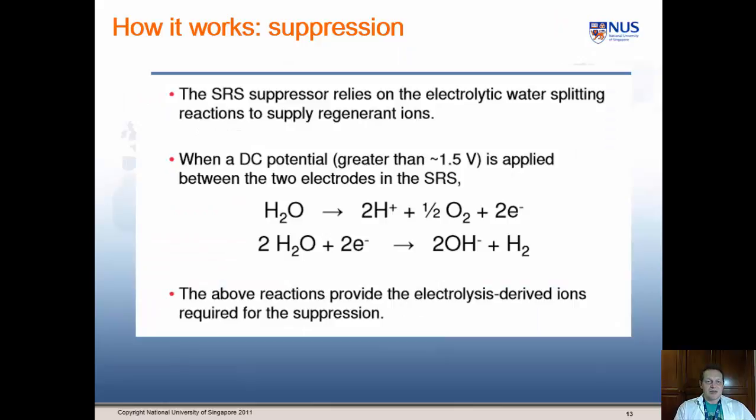Okay, now technologically I'm not as interested in this. The suppressor you'll be using actually splits water to supply regenerant ions, and obviously the water splitting reactions are here. That allows you to do an ion balance across the detector and is also a source of pure water. I'll show you how that works now.